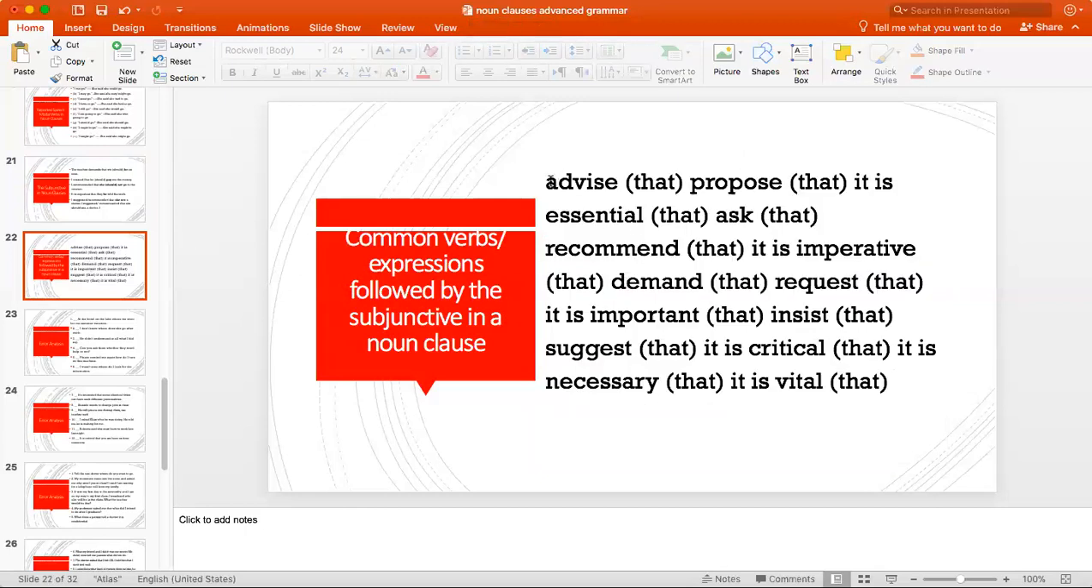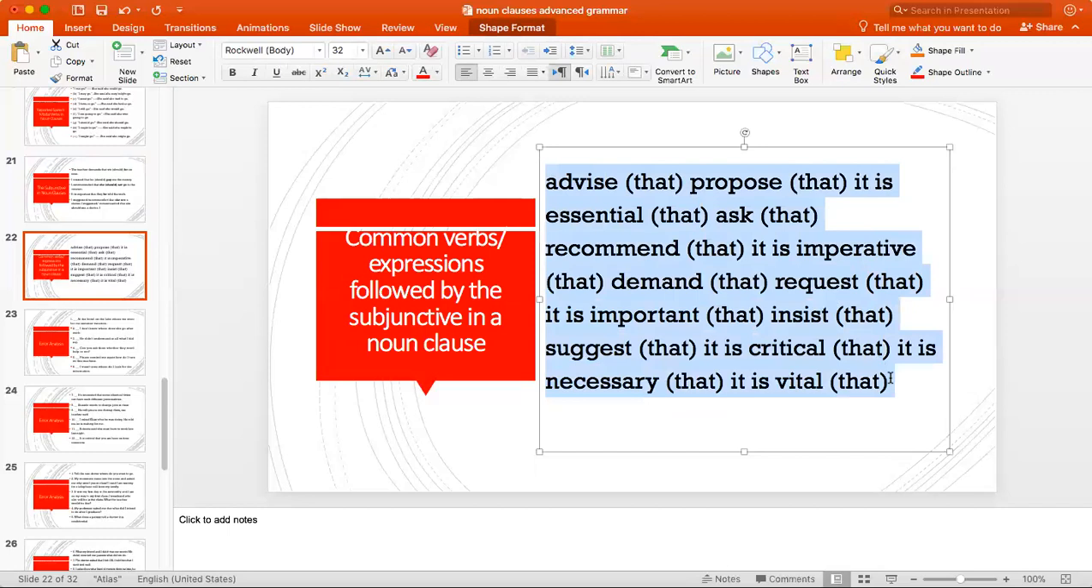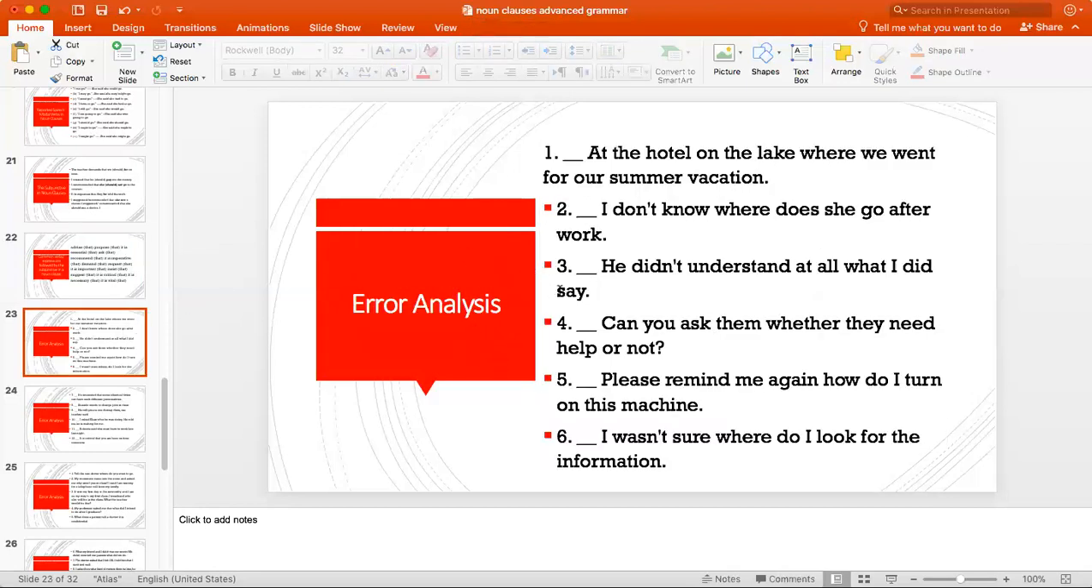Now, the most common verbs that can usually be used in subjunctive noun clauses: advise that, propose, it is essential, ask, recommend, request, imperative, it is imperative, demand, it's important, insist, suggest, it's critical, it is necessary, it is vital. It is vital that she see a doctor, or it is vital that she should see a doctor, but you don't say it is vital that she sees a doctor. Same with every expression and sentence here.